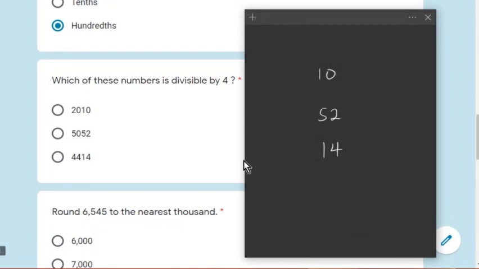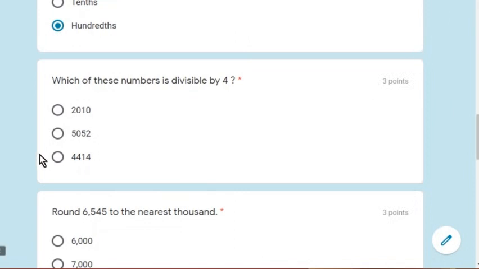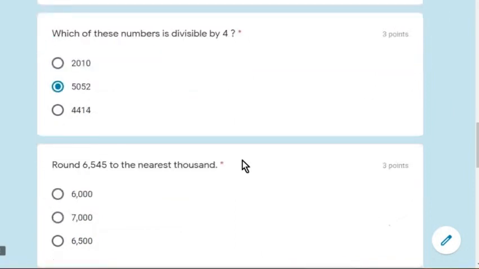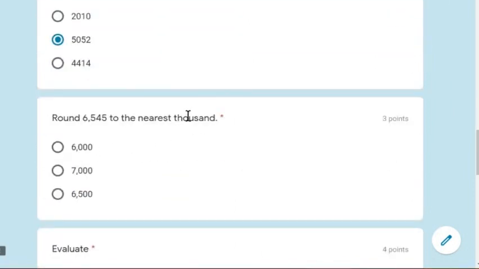Okay, and there's no way I can multiply 4 to get 10, but I know that 4 times 11 is 44, 4 times 12 is 48, 4 times 13 will actually give me 52, so 4 can divide 5052. 4 cannot divide 14. Okay, so I can't multiply any number by 4 to get 14. So the correct answer is 5052.